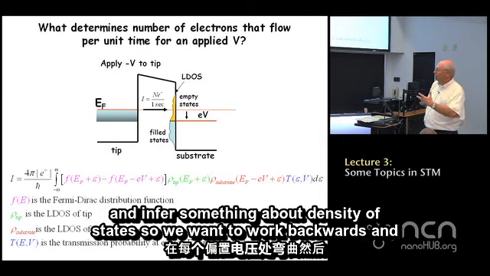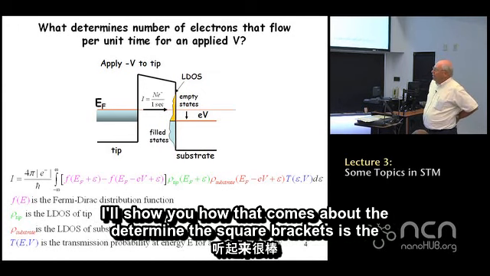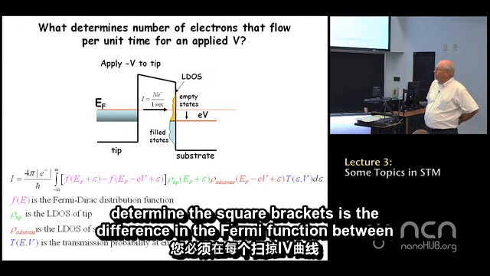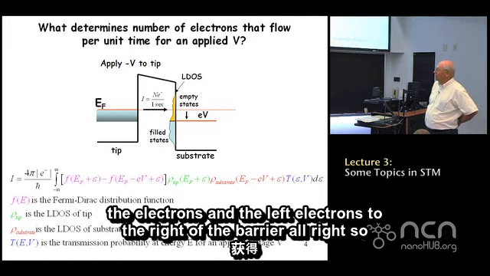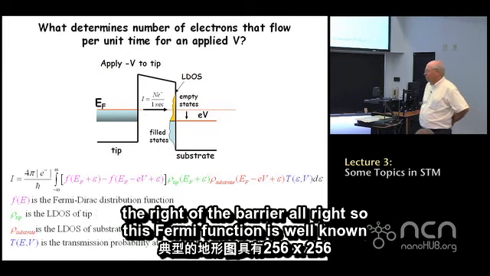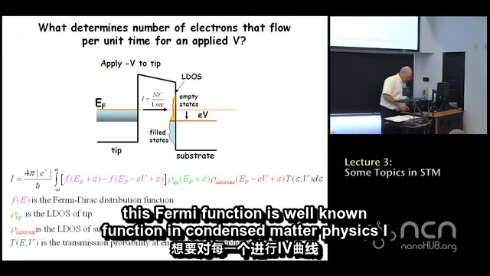So we want to work backwards. And I'll show you how that comes about. The term in the square brackets is the difference in the Fermi function between the electrons on the left and electrons to the right of the barrier, right? So this Fermi function is a well-known function in condensed matter physics.